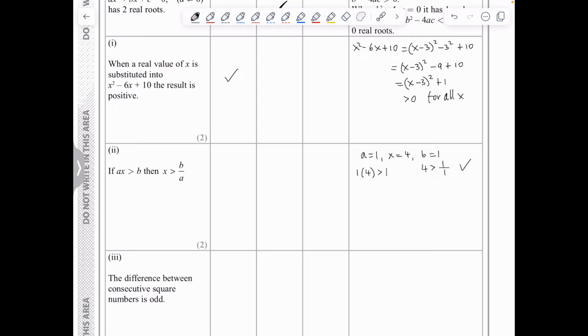Now, if instead we have that a is negative 1, x is negative 4, and b is 1, we have that a times x is negative 1 times negative 4, and this is greater than 1 because the left-hand side is 4 and the right-hand side is 1. However, x, which is negative 4, if I say it's greater than b over a, which is negative 1, we see that this leads to negative 4 greater than negative 1, which is obviously false, and therefore I tick the middle column which says sometimes true, sometimes false.